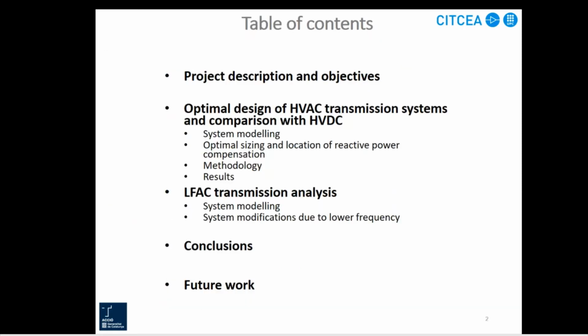Regarding the table of contents, I'll be talking about the project and its objectives, followed by the optimal design of HVAC transmission systems and comparison with the HVDC, low frequency transmission analysis, and at the end, conclusions and future work.